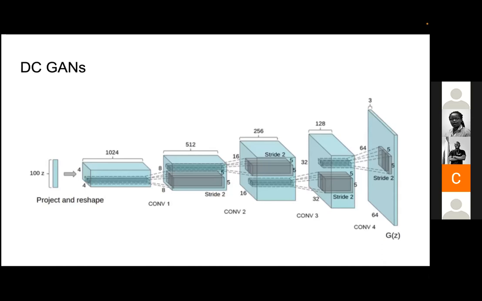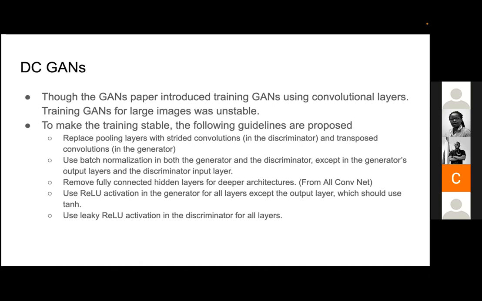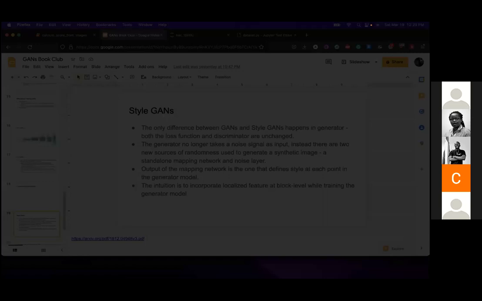So let's park this for a second. I'll come back to this in the last slide. And this one is progressive growing GANs. I did not write anything because I wanted to show this.